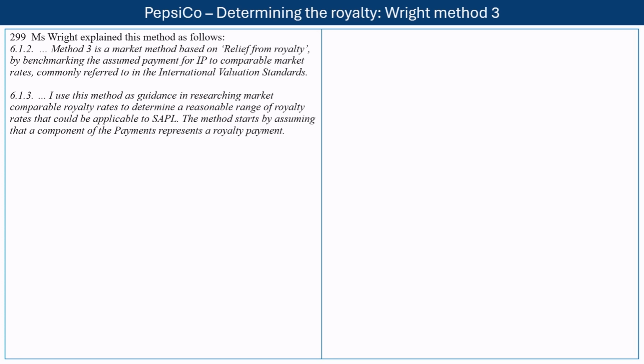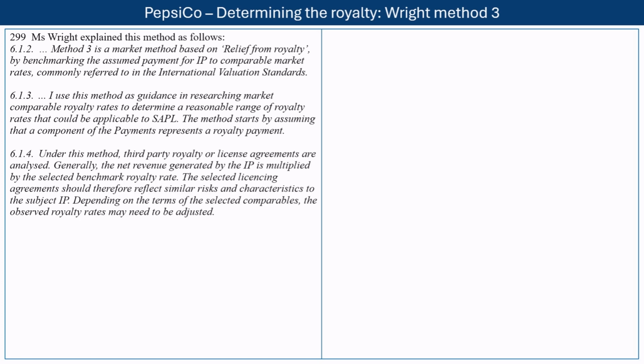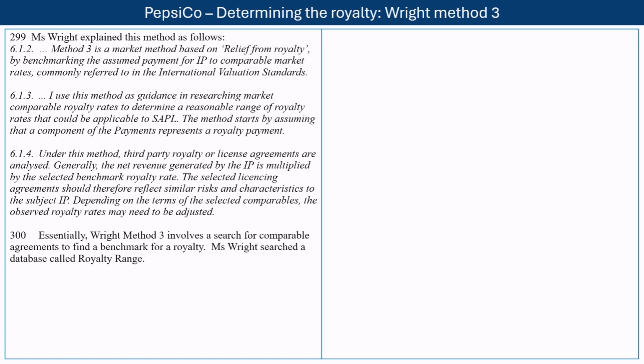The method starts by assuming that a component of the payments represent a royalty payment. And remember, she doesn't agree with this, right? That's why she's saying that it's assuming a royalty payment. Under this method, third-party royalty or license agreements are analyzed. Generally, the net revenue generated by the IP is multiplied by the selected benchmark royalty rate. The selected licensing agreement should therefore reflect the similar risks and characteristics subject to IP. She's looking at the comparability factors. Depending on the terms of the selected comparables, the observed royalty rates may need to be adjusted, so you need to make comparability adjustments.